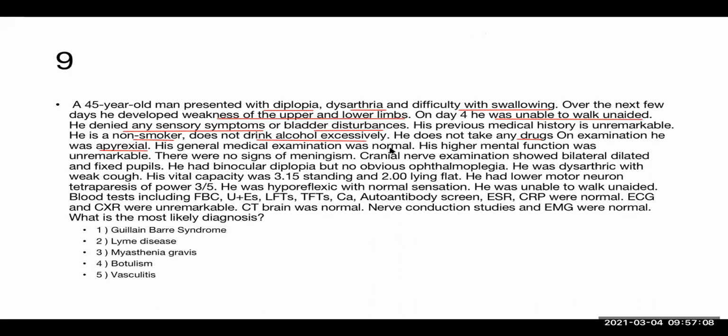The general medical examination was normal. His higher mental function was unremarkable. Brain was fine, no problem. There were no signs of meningism. This is not a case of meningitis.